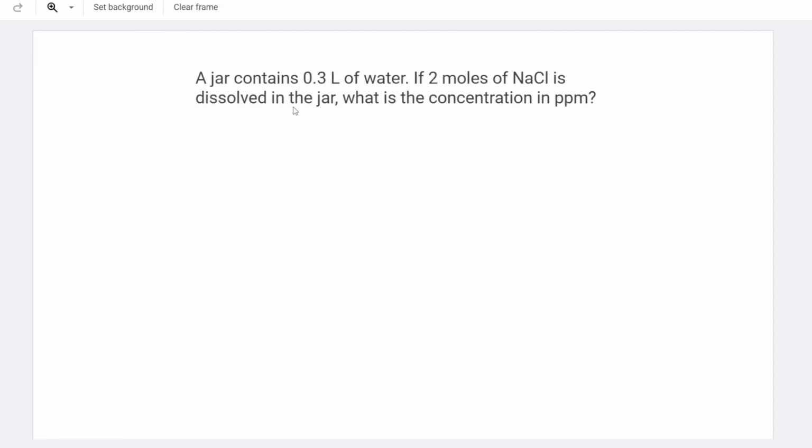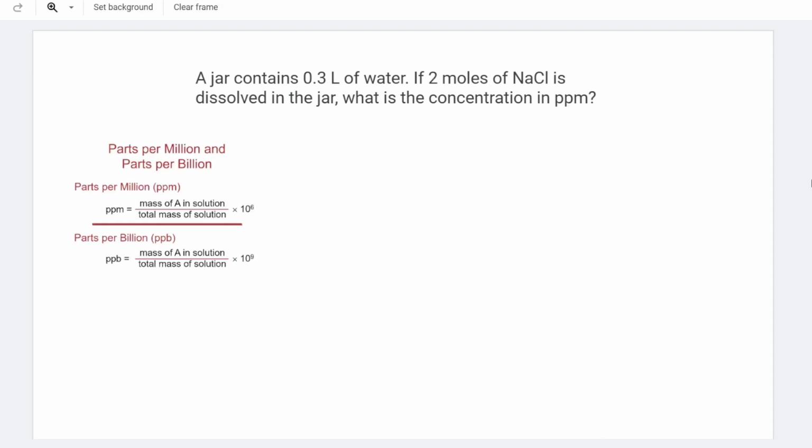Now let's move on to parts ratio. So let's look at the problem. A jar contains 0.3 liters of water. If 2 moles of sodium chloride is dissolved in the jar, what is the concentration in ppm, or parts per million? So first, let me explain what actually is parts ratio.